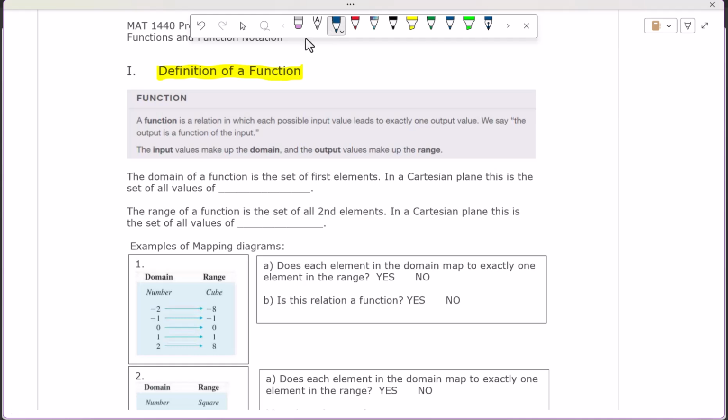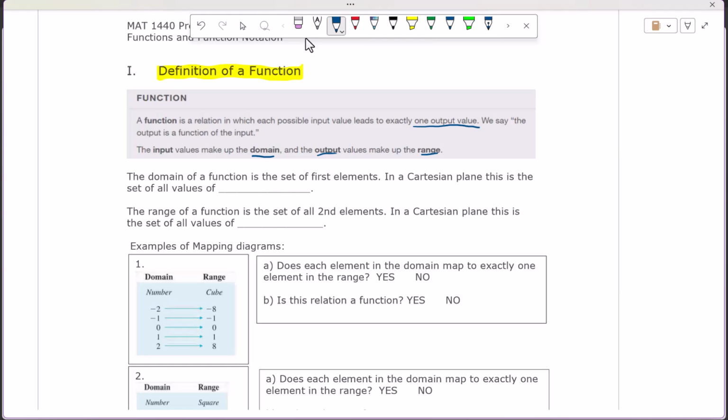So a function is a relation in which each possible input value leads to exactly one output value. That's real key. We say the output is a function of the input. Okay, the input values make up the domain, the output values make up the range.